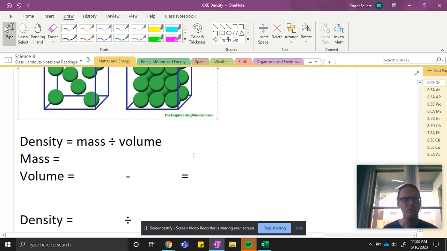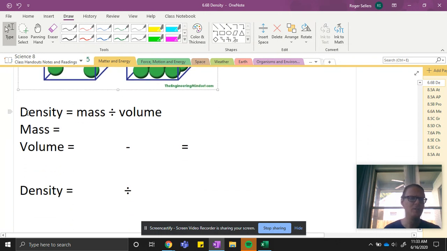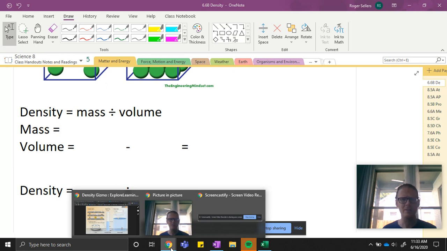So we're going to learn today how to calculate density, and we're going to do mass divided by volume. So we're going to work with this formula right here to do that. And we'll have our calculator, and it'll make it really easy to do. So let's get in here and try this.